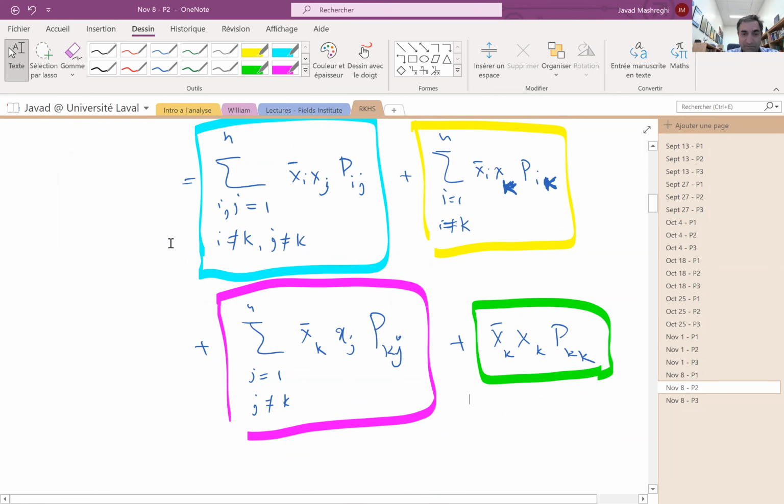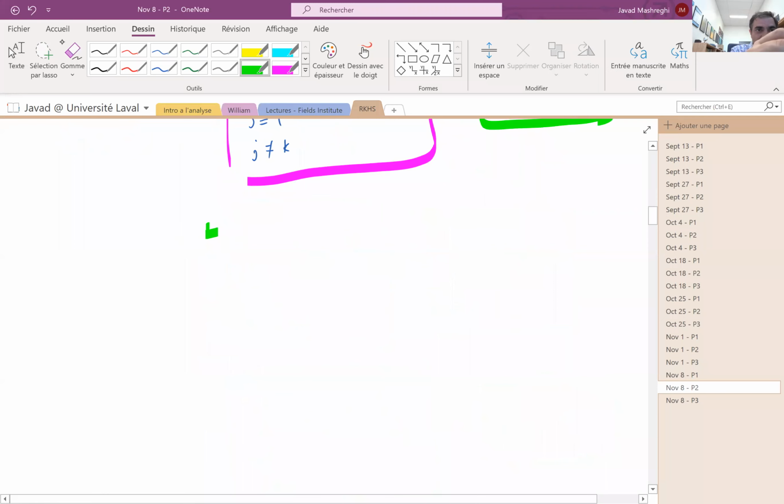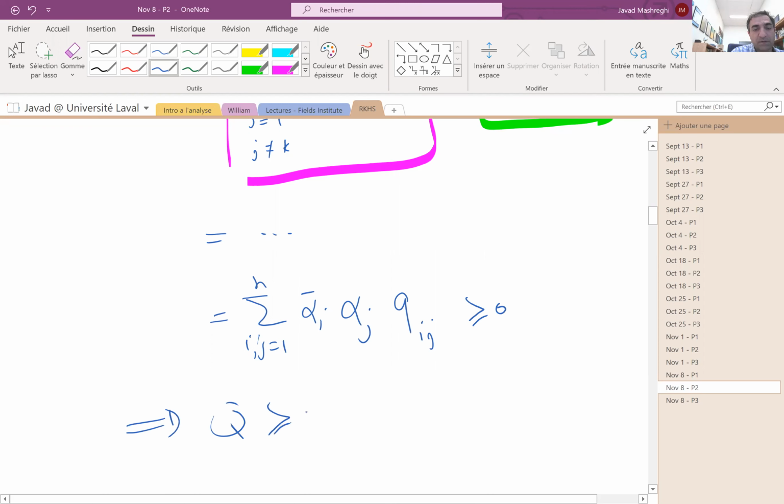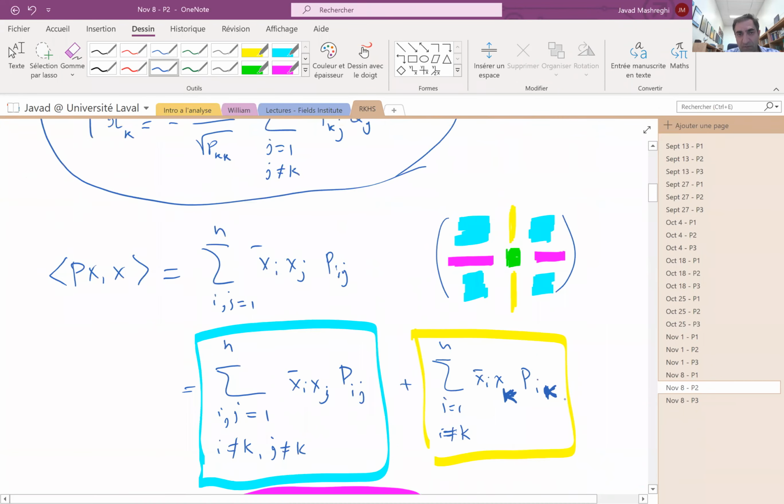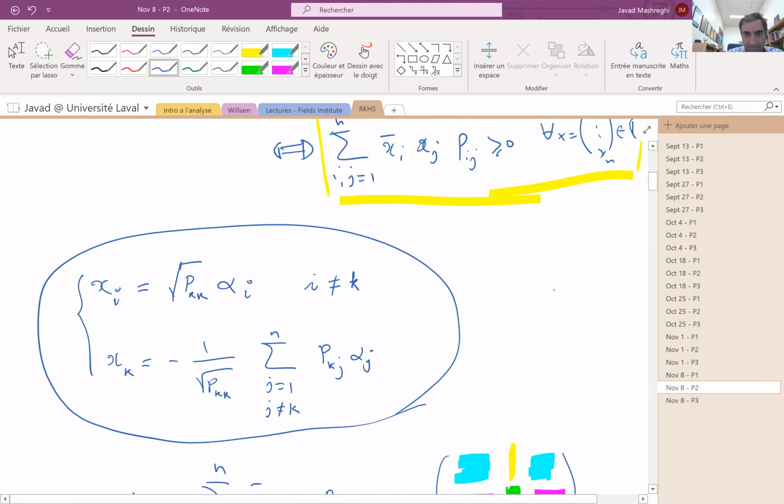And when you plug, I don't do the rest, some calculation. And at the end, what you obtain is precisely sum i and j from 1 up to n, alpha i bar, alpha j, qij bigger than or equal to 0. Just simple calculation, and we obtain the result Q is positive, end of the story. So it's quite a straightforward proof, except that you don't know where this comes from.